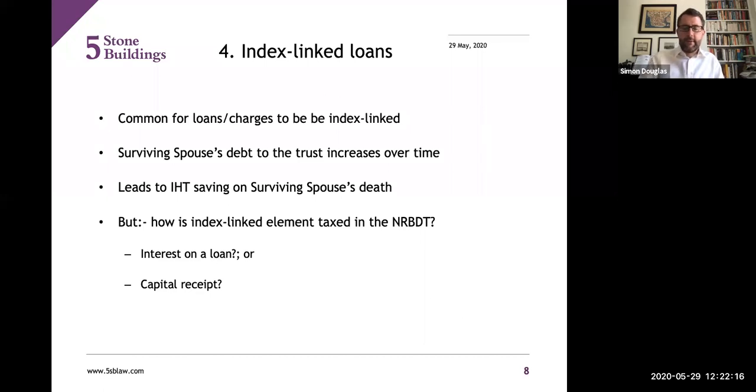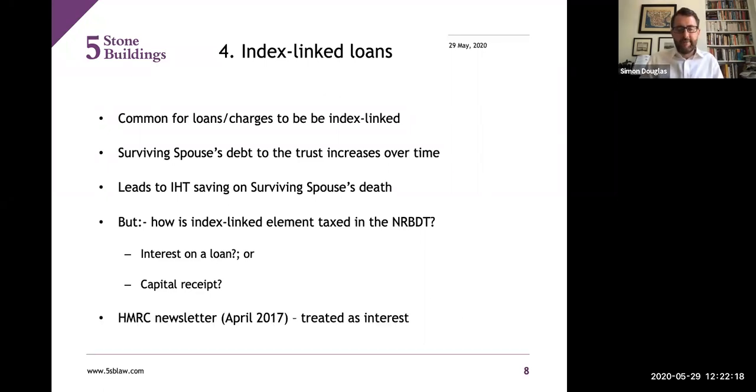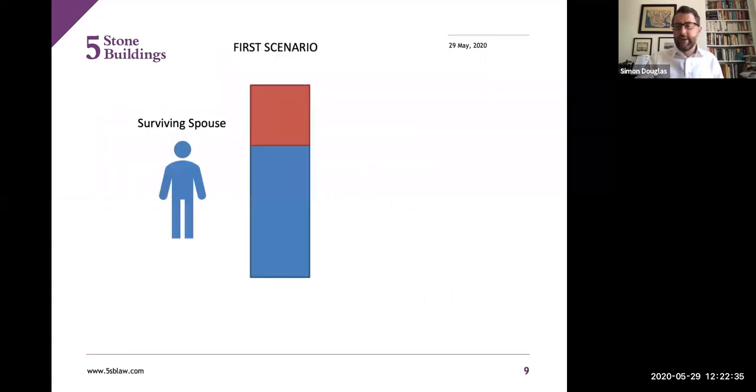Despite that, the Revenue have published their views on the matter in their Trusts and Estates newsletter in 2017, and they have said that the index-linked element of the loan will be treated as interest, and they have started to issue closure notices in such cases. So let's just think about the consequences of that. There's two scenarios I want to talk you through.